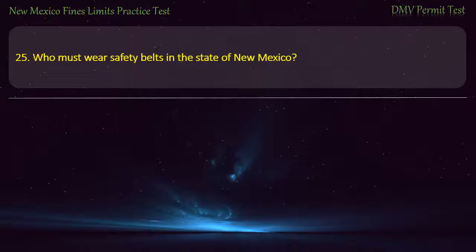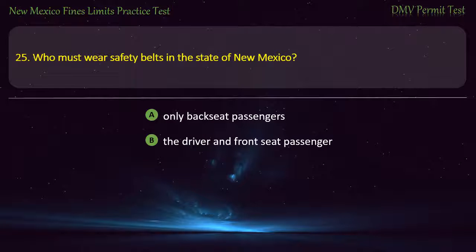Question 25. Who must wear safety belts in the state of New Mexico? Only back seat passengers. The driver and front seat passenger. The driver and all passengers. Only the driver. Answer. The driver and all passengers.